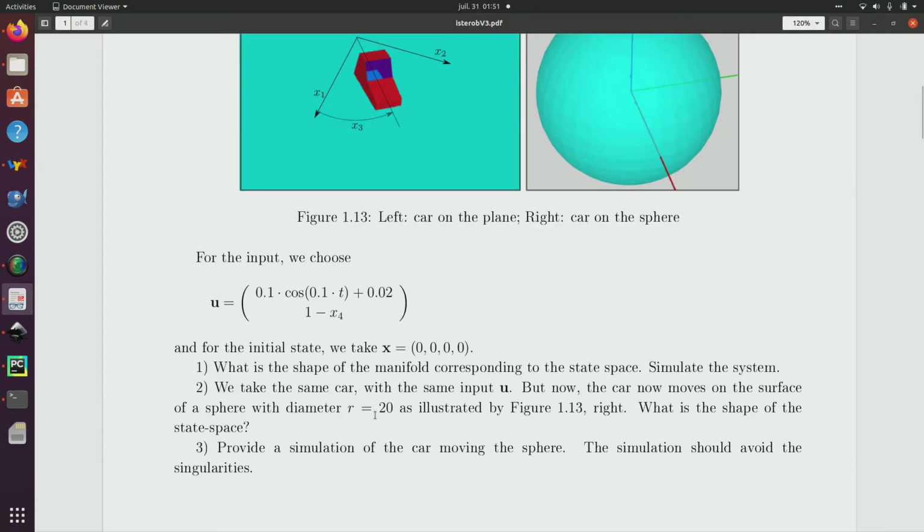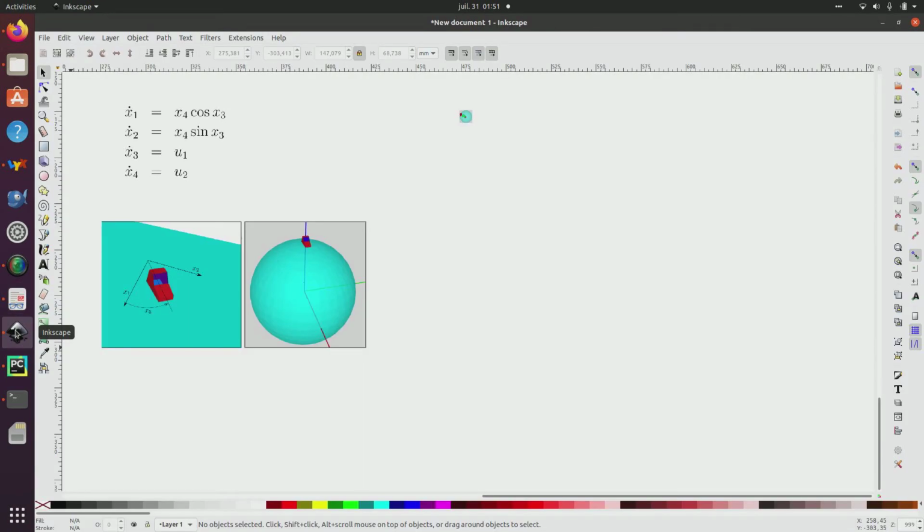Question number 2. I take the same car with the same input, but now the car moves on the surface of a sphere. The diameter is 20 meters, and now I have to give the shape of the state space as previously. So this was my state equation in the plane.